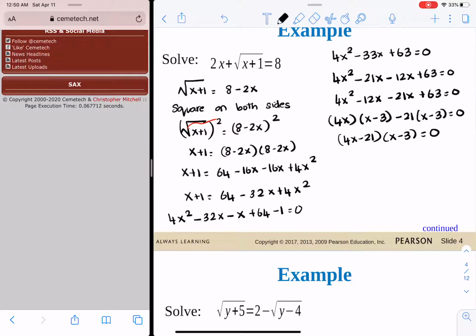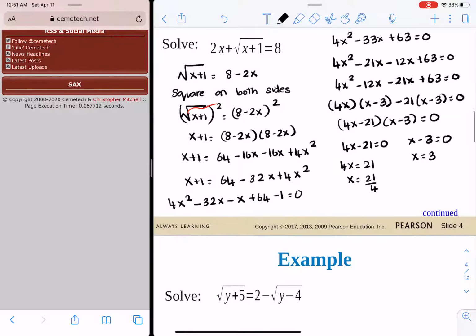We'll set each factor equal to 0 and solve for x. So 4x minus 21 equal to 0 would imply 4x is 21. x is equal to 21 over 4. And if we set x minus 3 equal to 0, x is equal to positive 3.